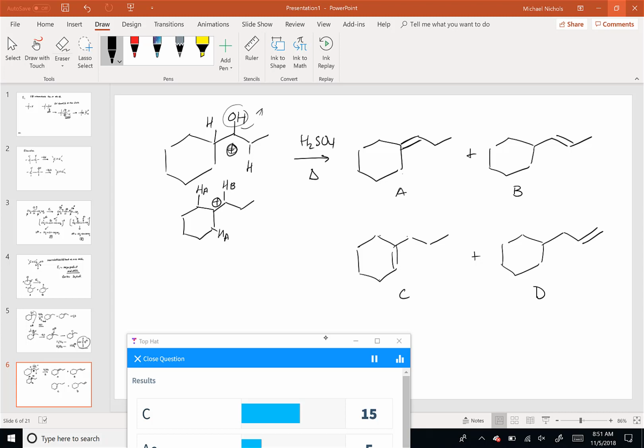Okay, so that's E1. You want to work through being able to identify the more stable alkene, because that's going to be the major product. On Wednesday, I'm going to give you two more take-home mechanism problems to do, and one of them is going to be E1.